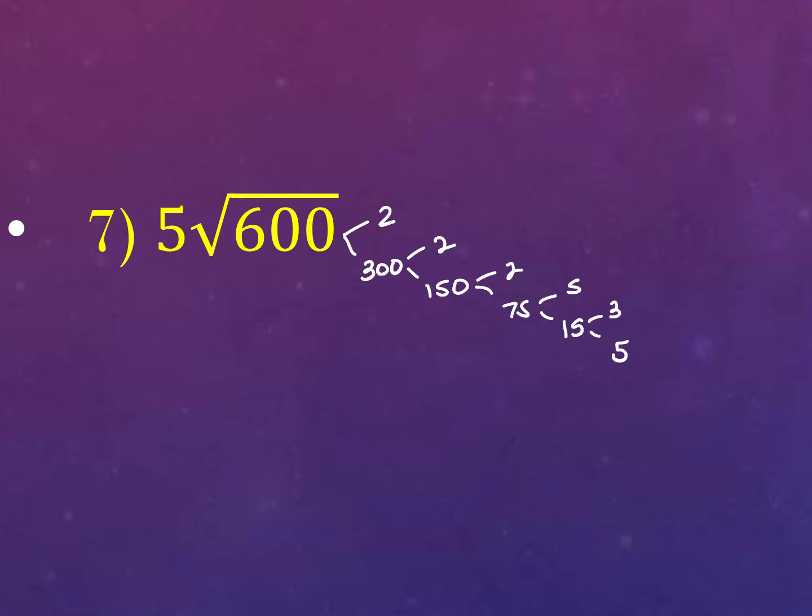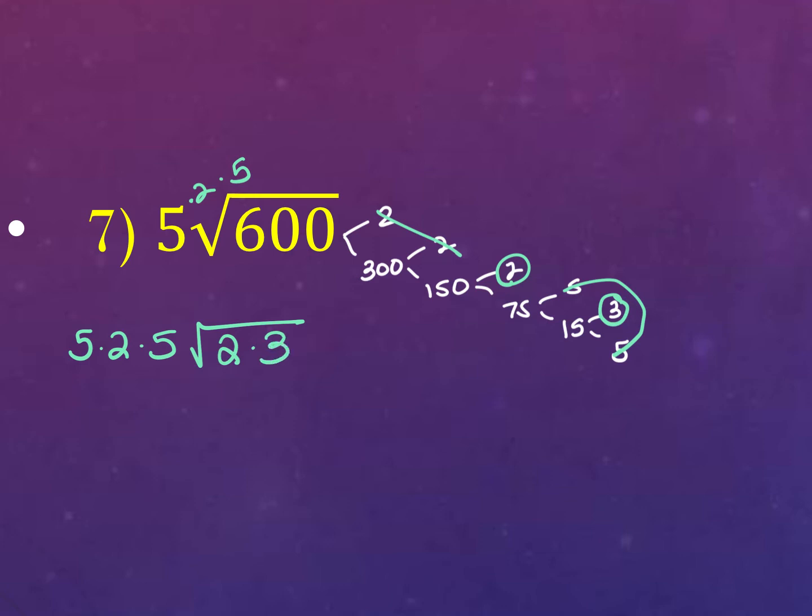Now let's count the pairs. Here's a pair of 2s. It's going to come to the outside with the 5. And then there's a 2, but another 2 doesn't repeat, so that 2 is going to get left underneath. There's 2 5s, so a 5 gets brought out. And then there's a 3 without a match. That's going to stay underneath. So on the outside, I have 5 times 2 times 5, and underneath the radical, I have 2 times 3. This is 10 times 5, which is 50, square root 6.